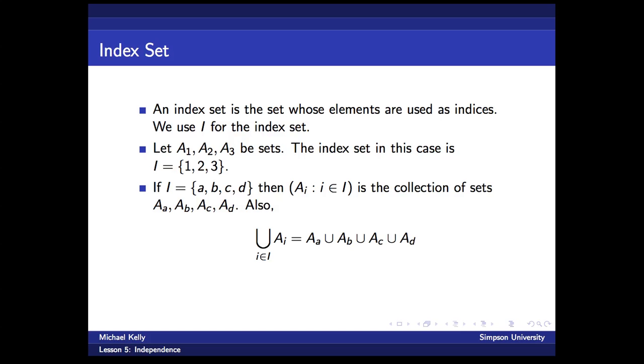It's convenient sometimes to use this notation so that whenever we want to take the union of all such sets, we can write the union over I in the index set of A sub I. That's shorthand for A sub A union A sub B union A sub C union A sub D. A lot of times what we've been looking at is I equals the natural numbers. That would be a sequence of sets, A1, A2, A3, A4, and so on, off to infinity.